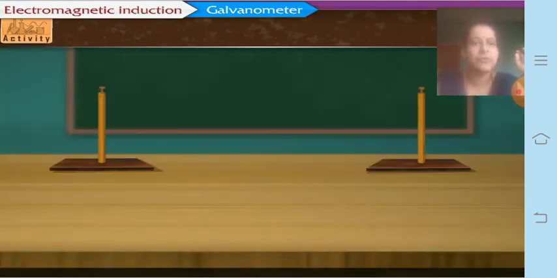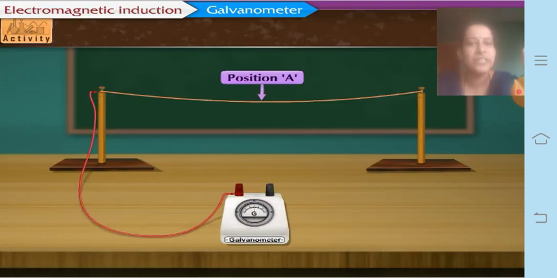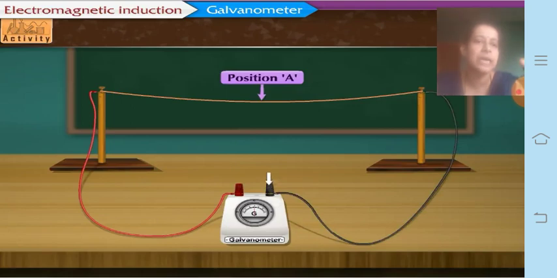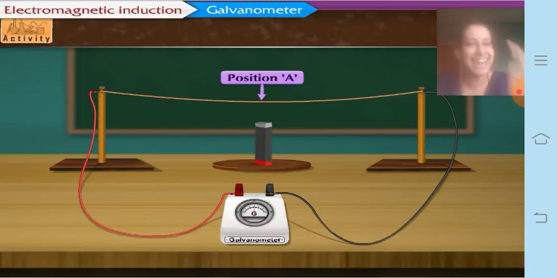Now you need to take two stands here, and on them you need to fix the copper wire. Let the bending position of the copper wire, which is shown here, be position A. Now one end of the wire should be connected with the help of a wire to the positive terminal of the galvanometer, whereas the second end of the copper wire should be connected to the negative terminal of the galvanometer. Now you need to keep a bar magnet erect in such a way that it is just below the copper wire.